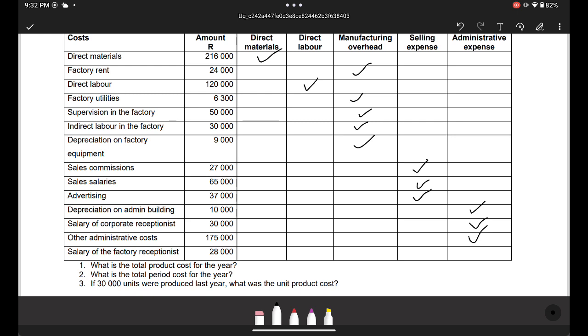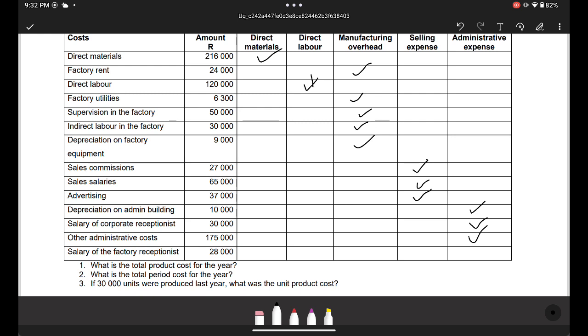Salary of factory receptionist. Now, very tricky question here. You'll be thinking, oh wait, factory receptionist. Will this fall under administrative expense, or will it fall under here? Is it a product cost? You have to think about this very logically. I know it won't be direct labor, obviously, because direct labor is people who actually touch the product and make it.